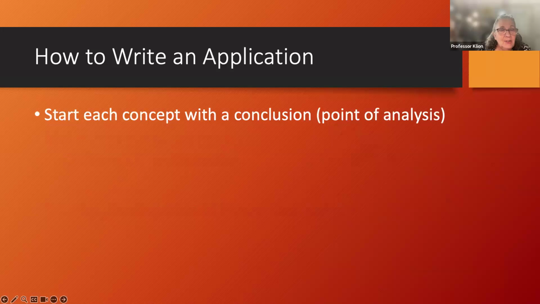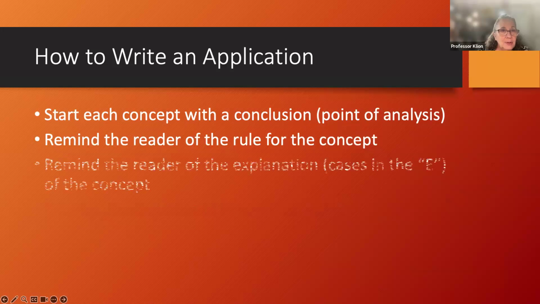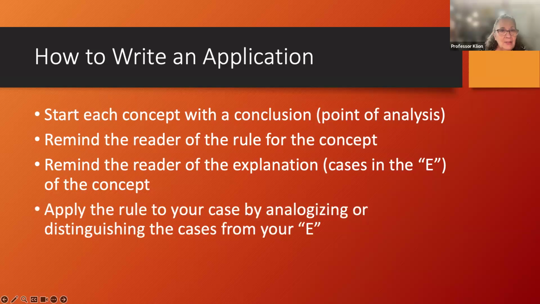So to write an application, you need to start each concept with a conclusion or a point of analysis. That point of analysis should relate to the hook from the explanation section. You need to remind the reader of the rule for the concept. You need to remind the reader of the explanation cases and how they dealt with the concept. Then you need to apply the rule to your case by analogizing or distinguishing the cases from your explanation section.